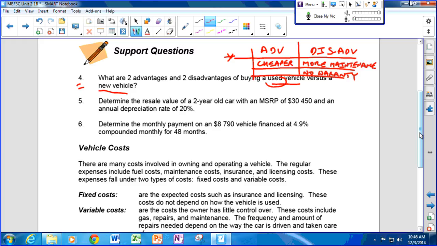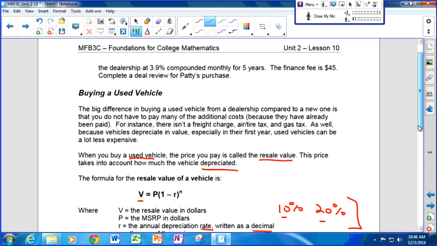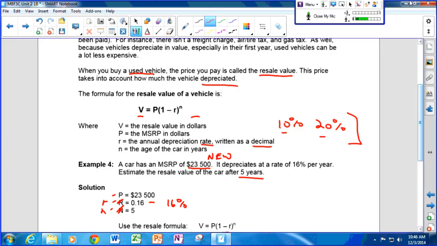Now it says determine the resale value of a 2-year-old car with an MSRP of this and an annual depreciation rate of 20%. Okay, so that one we can work out using our depreciation formula. You're just going to plug everything in, and you should be able to work that out.